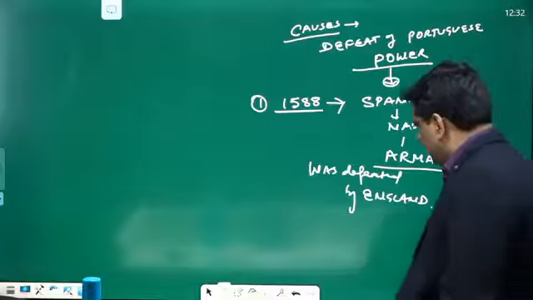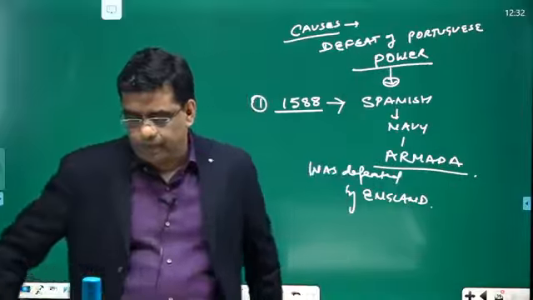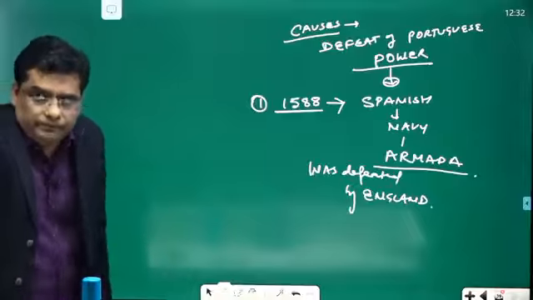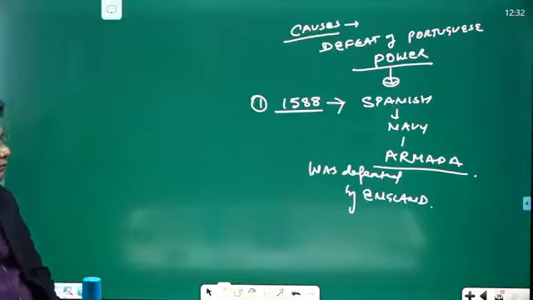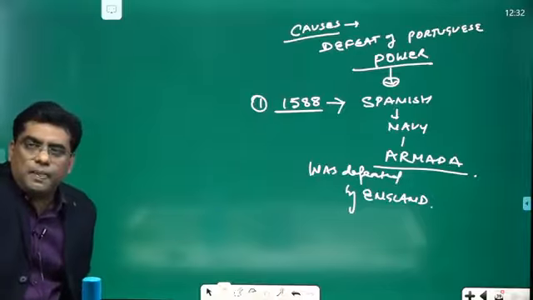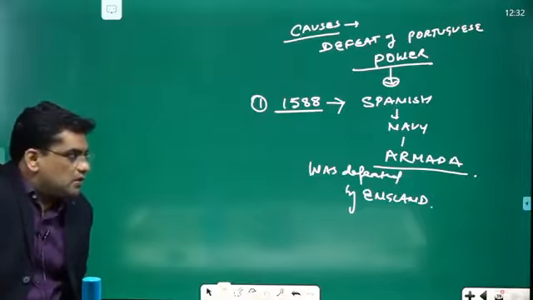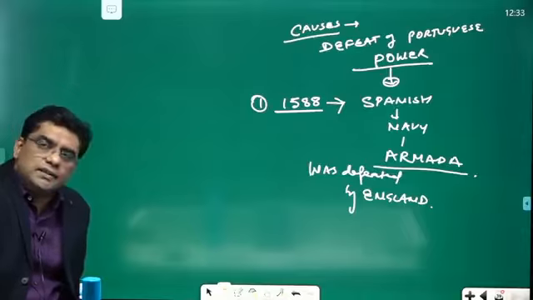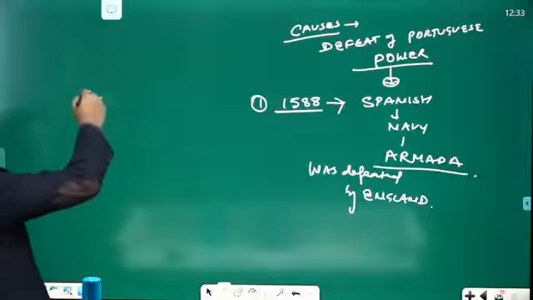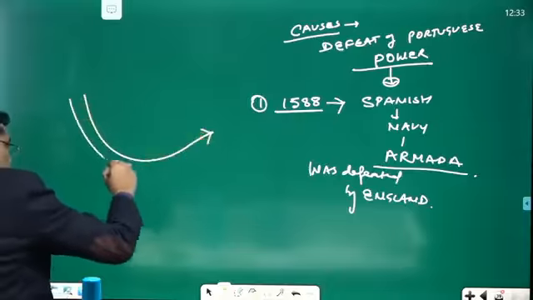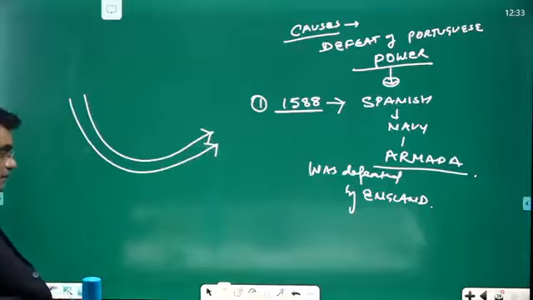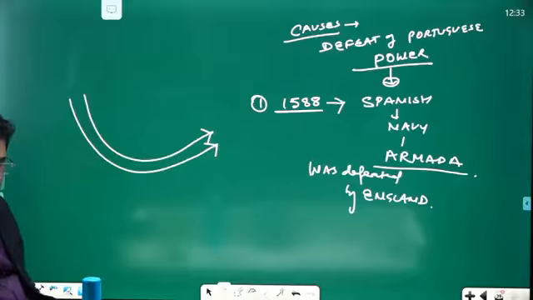So Portuguese lost the navy support. And English and Dutch entered the Cape route to reach India. So now English and Dutch also started reaching towards India. 1588: the Spanish Navy Armada was defeated by England.